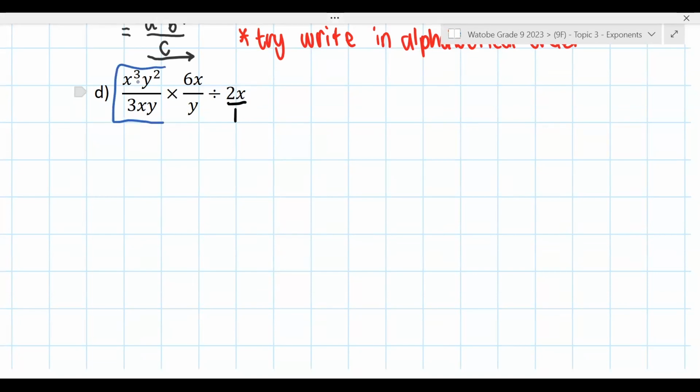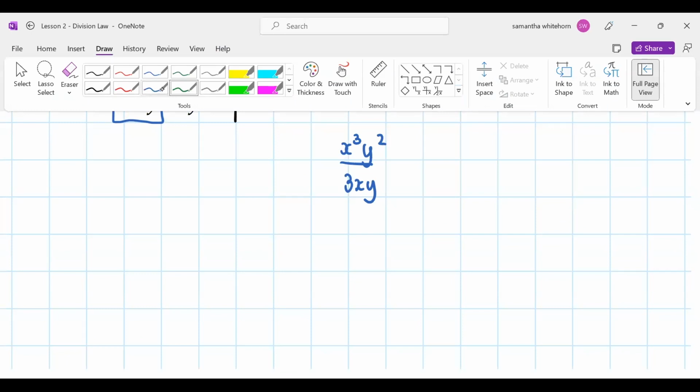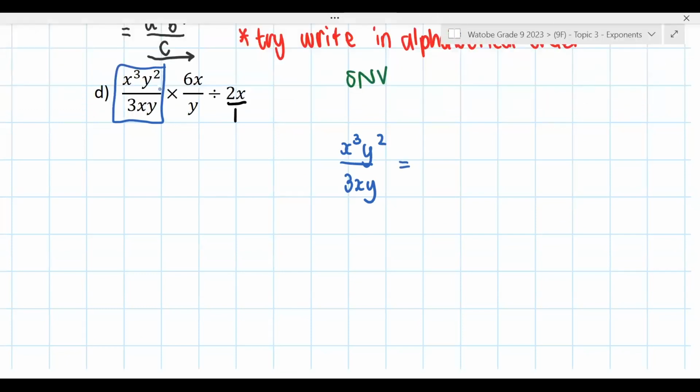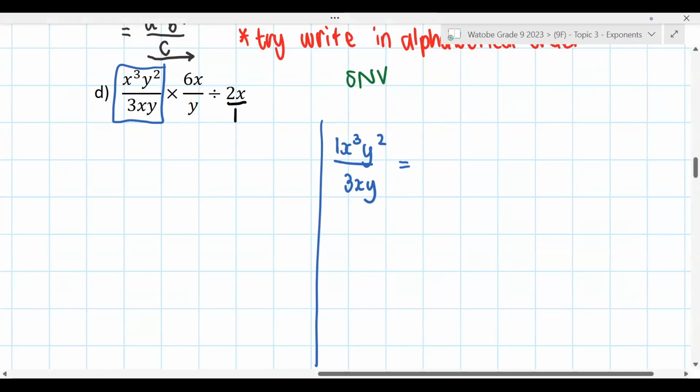So let's start with this x cubed y squared divided by 3xy. Remember, we're going to use our SNV, so signs, numbers, variables. Over here, I'm dividing a positive by a positive, so I'm going to get a positive. If I move on to my numbers, remember, as we've been told, there is a 1 in front of that x cubed, and so 1 divided by 3 is actually just 1 over 3. Nothing changes there with my numbers. But then I move on to my variables. Now remember, we need to use the same basis.